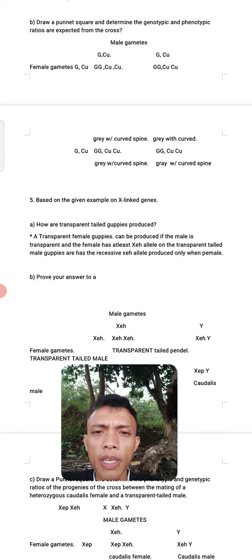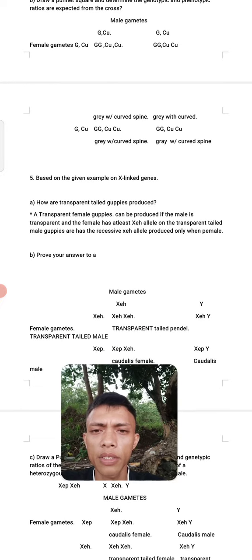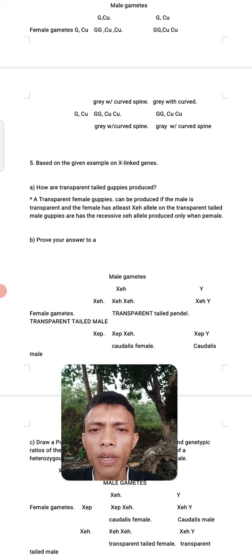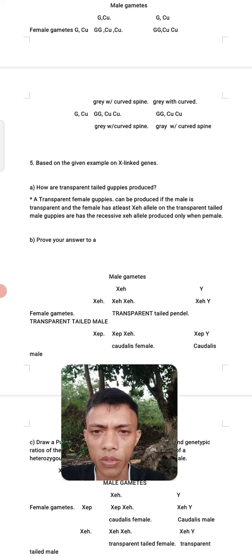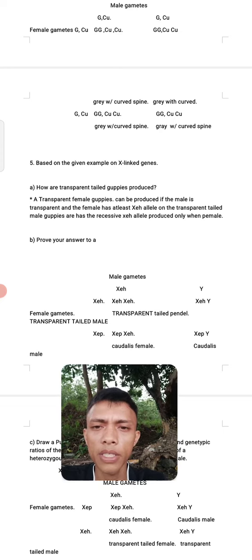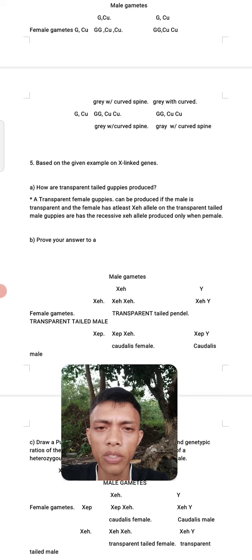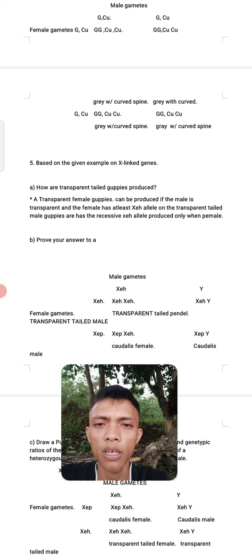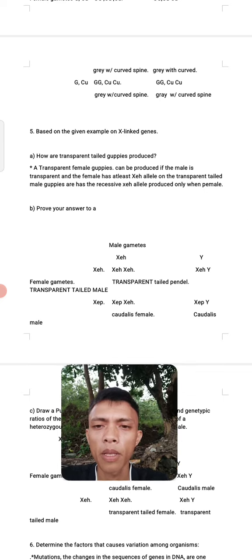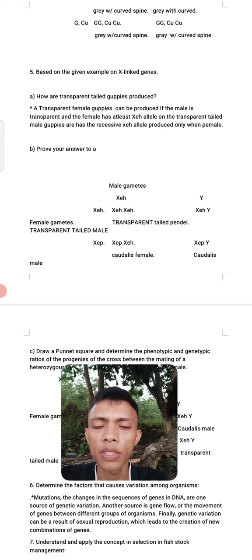Based on the given examples on X-linked genes, how are transparent tailed guppies produced? A transparent female guppy can be produced if the male is transparent and the female has at least one XEH allele. The transparent tailed male guppy has the recessive XEH allele, produced only when female. Letter B. Prove your answer.